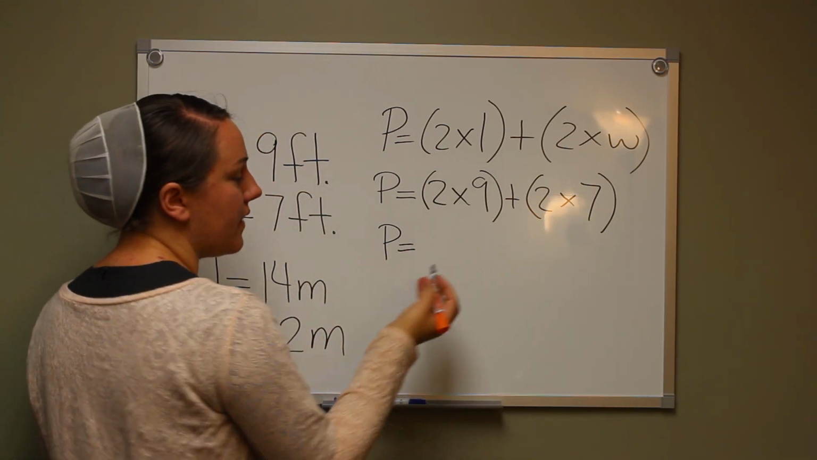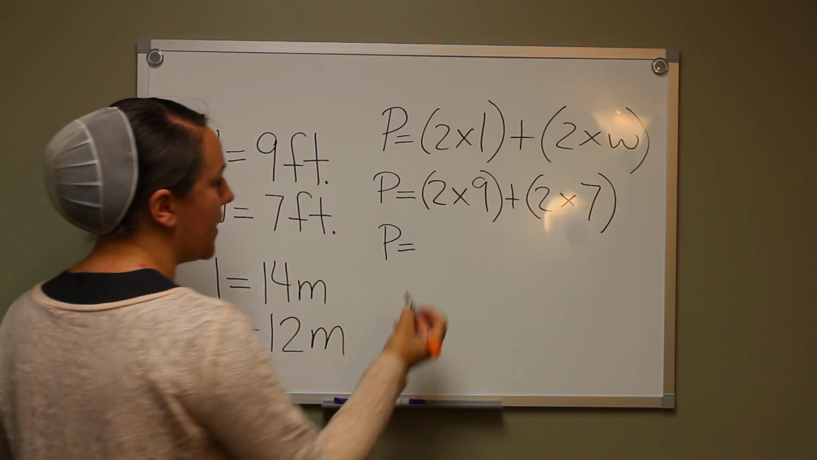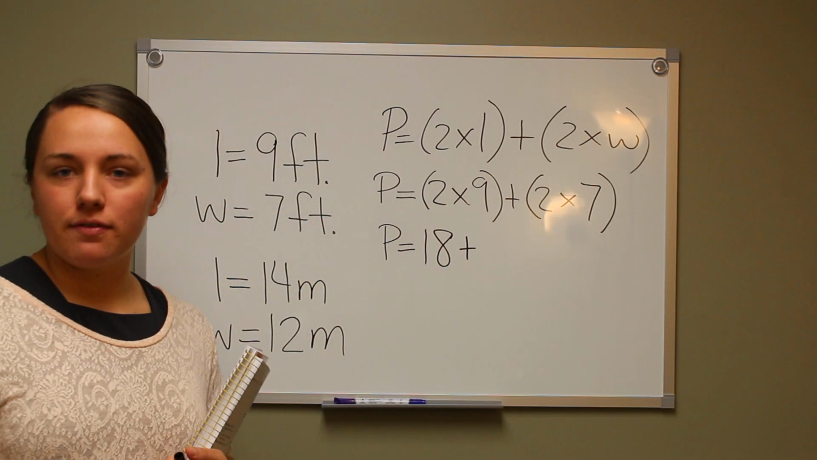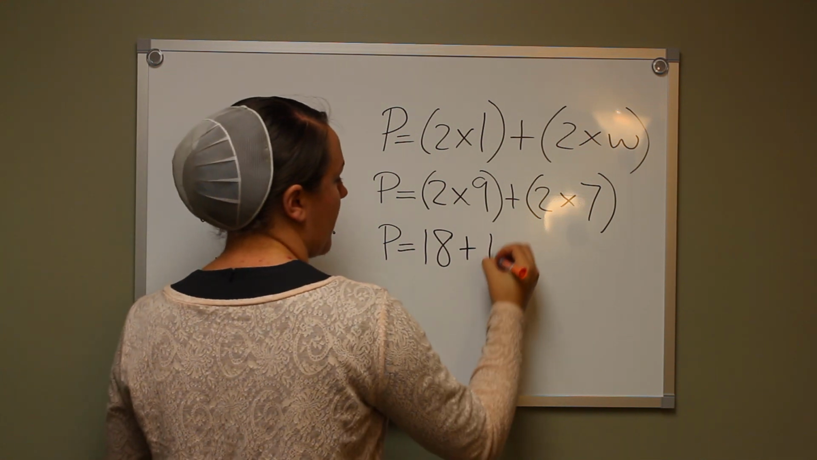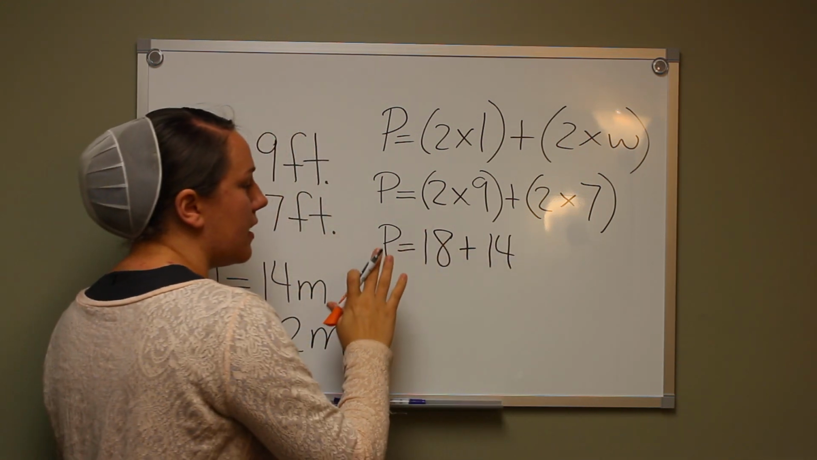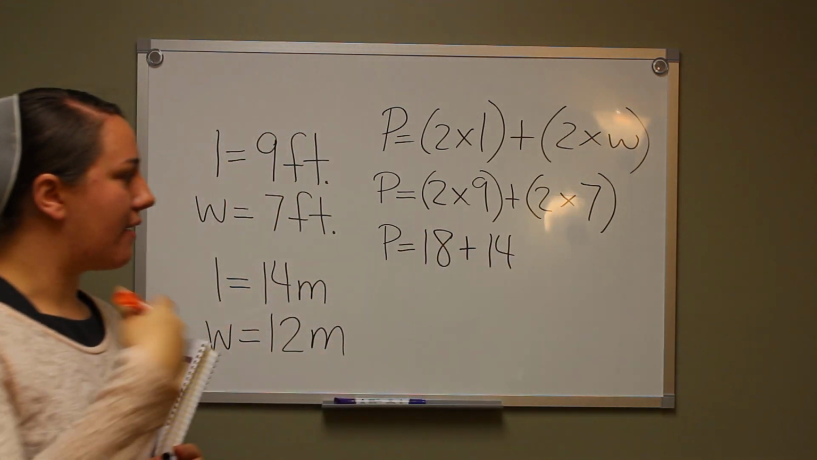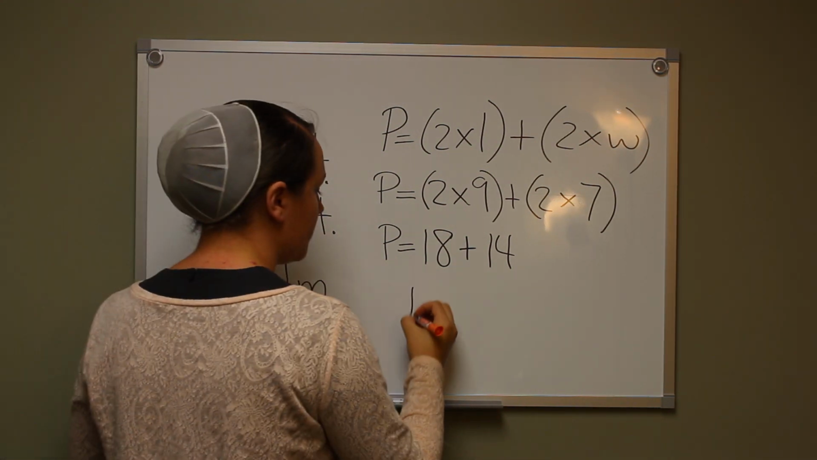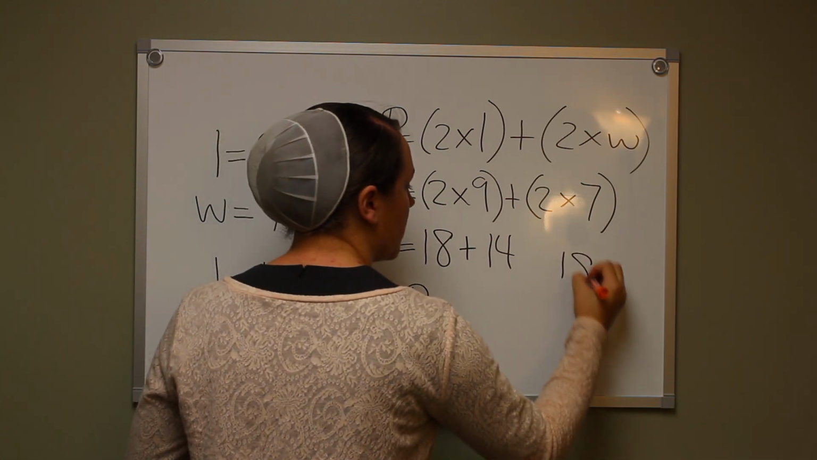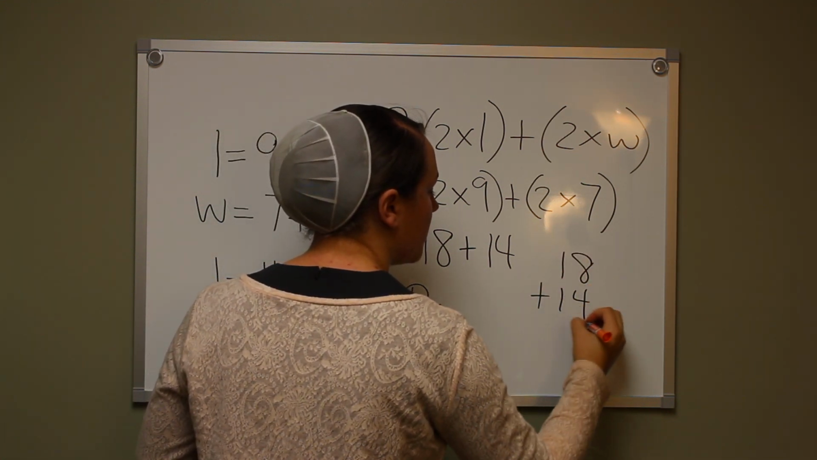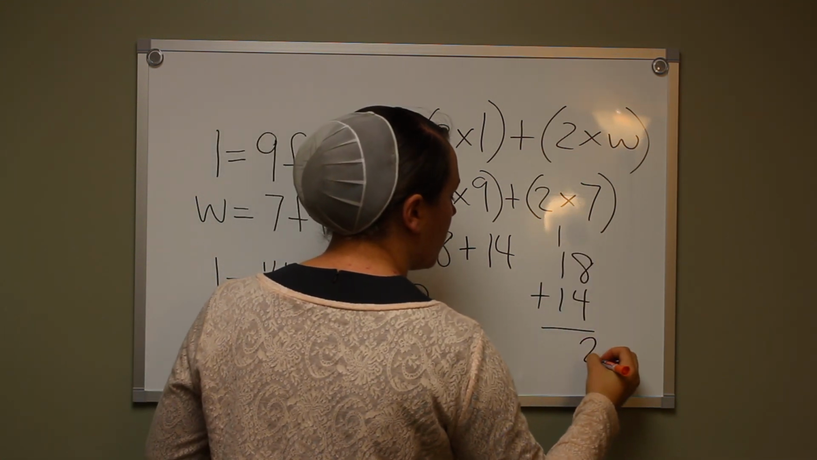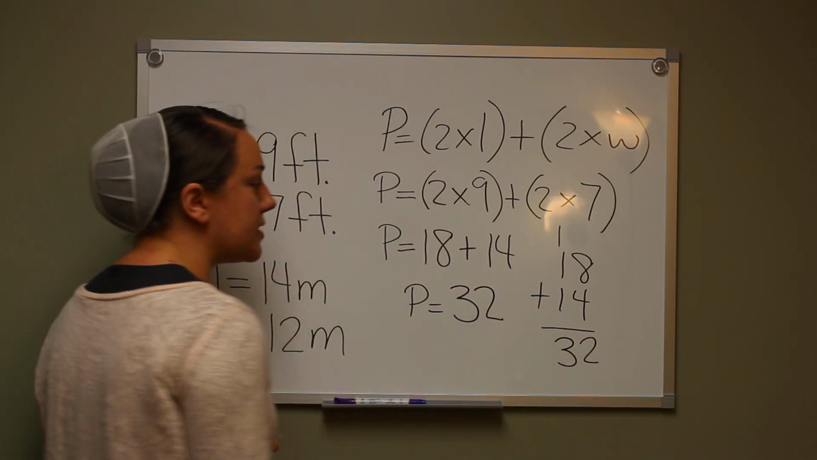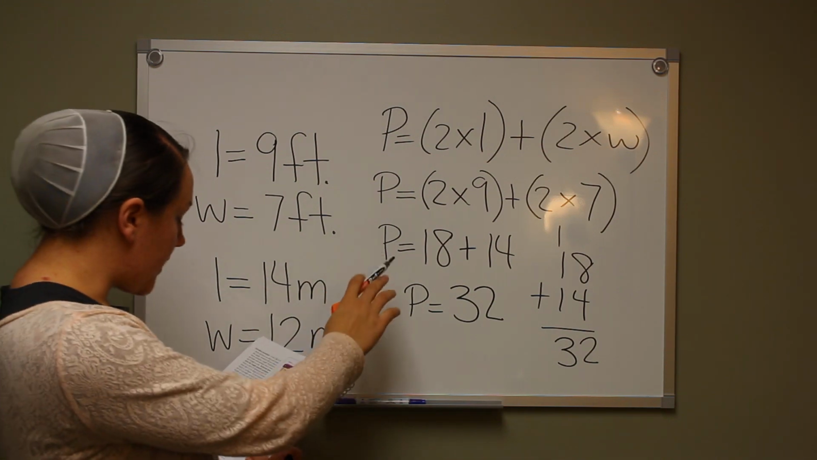So P equals, what is 2 times 9? That would be 18. So P equals 18 plus 2 times 7, which would be 14. So we're going to write 14. Now we can add. So we have P equals 18 plus 14. Just going to add those together. 8 plus 4 is 12. 1 plus 1 plus 1 is 3. So our perimeter is 32.